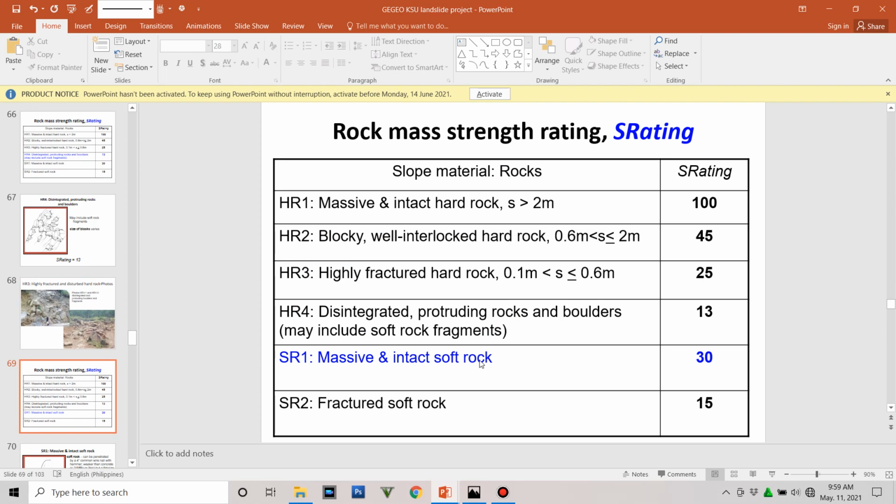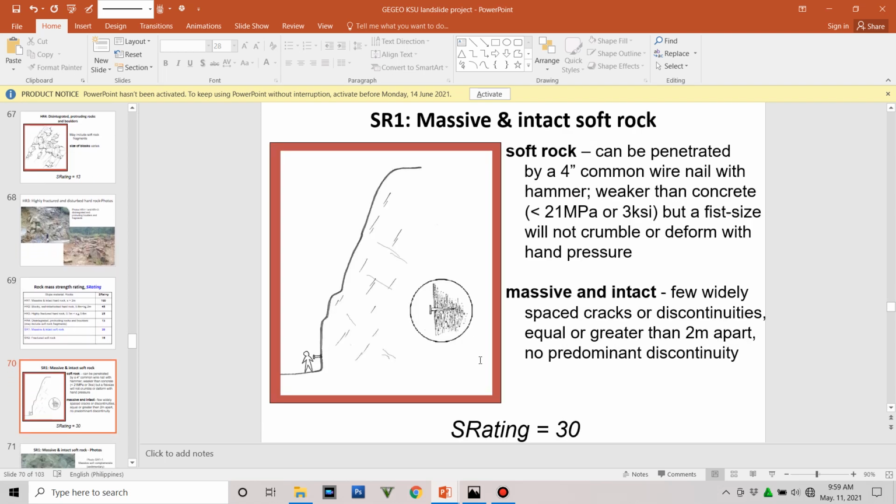And then SR1 is the massive and intact soft rock. So soft rock can be penetrated by a 4 inches common wire nail with hammer. So it is weaker than concrete, or it is less than 21 megapascal or 3 KSI. But a fist size will not crumble or deform with hand pressure. So kung kukuha ka ng sample, a fist size sample, if you're going to attempt to crush it using your bare hand, it will not crumble.